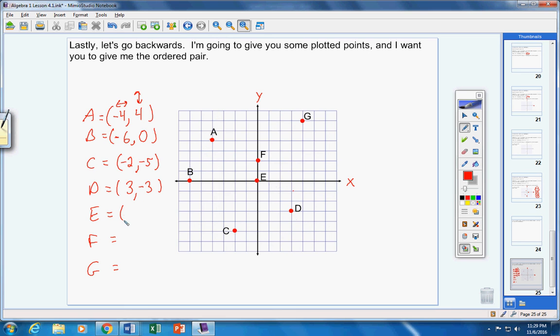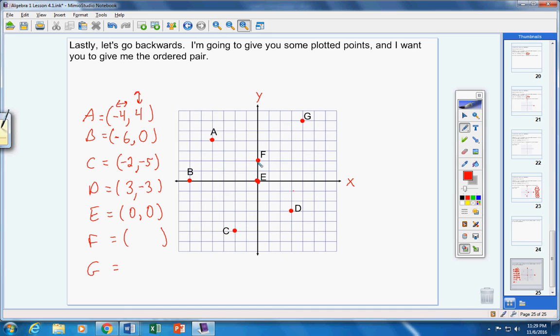Let's take a look at letter E. Here's letter E. Well, guys, that's the origin. That's 0, 0, right? I mean, you're not to the left, you're not to the right, you're not up, you're not down. That's 0, 0. Pretty simple.